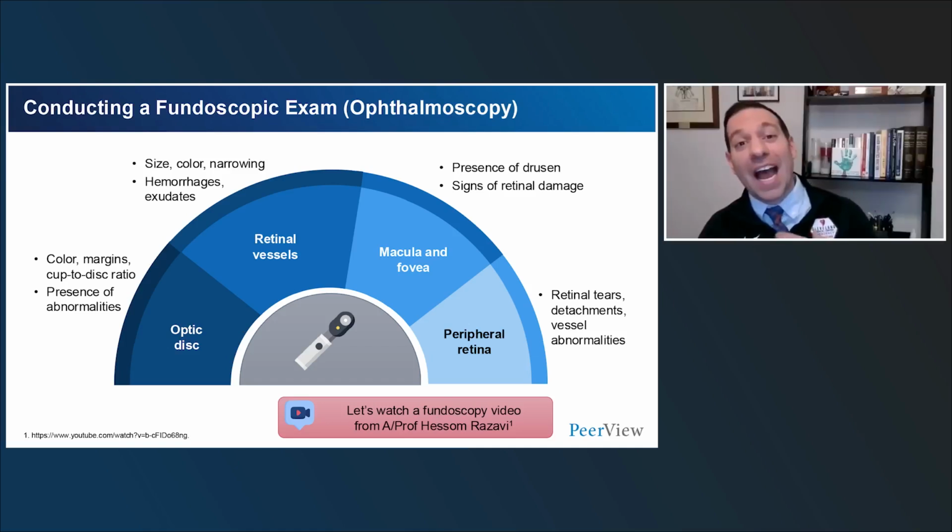Fantastic. The only other pointer that I have from my end is in a non-dilated exam, and this blew my mind: using the smallest light aperture as opposed to the larger one gives you the better picture. That was mind-blowing to me, and all of a sudden these became a little bit easier. With that, I would like to move on to the video, and we'll do a little video demonstration of how to do a good fundoscopic exam.